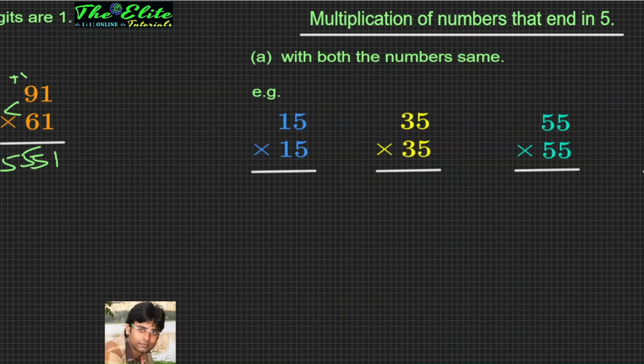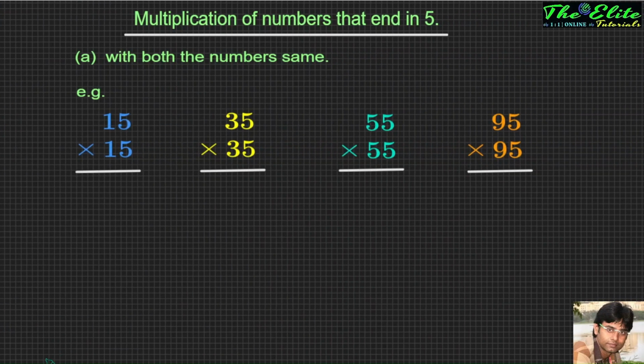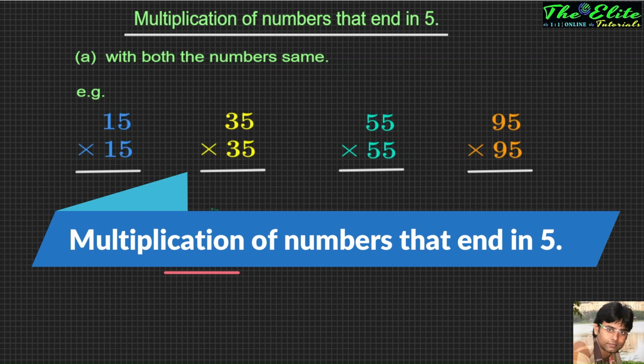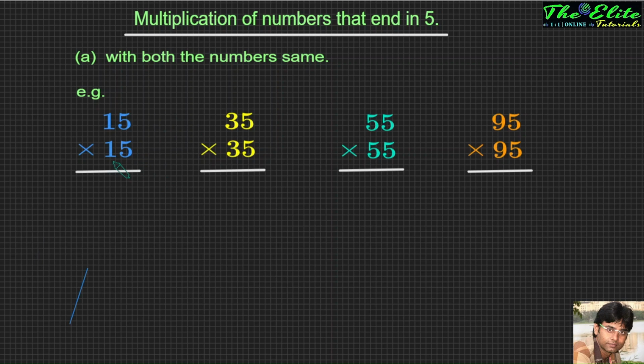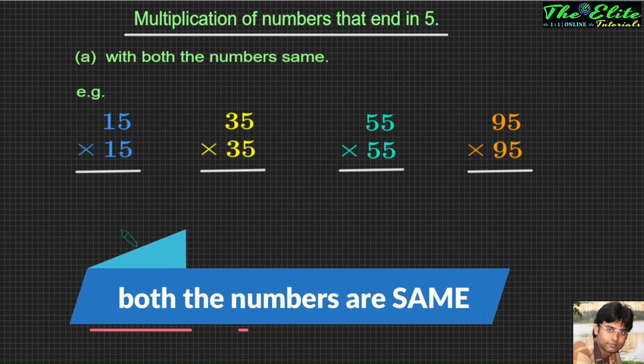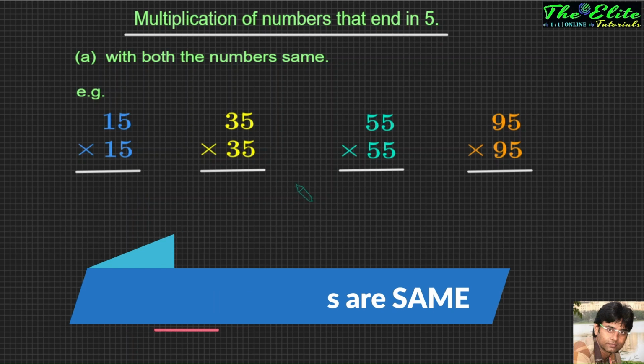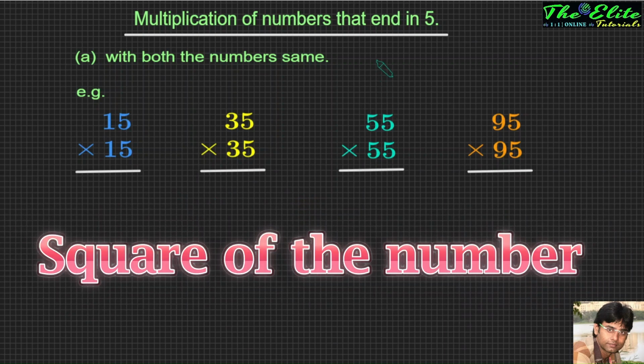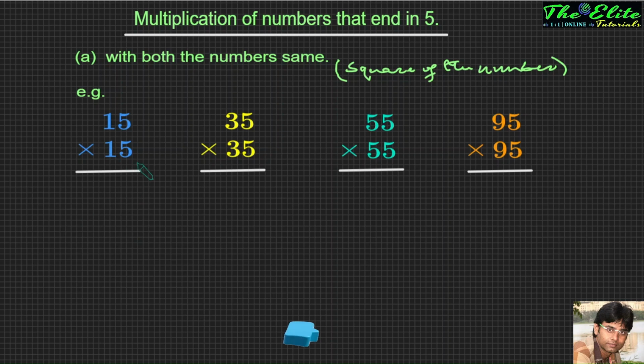Okay. So in this slide, you can see that the topic is multiplication of numbers that end in 5. The numbers that end in 5 are of many categories actually. This is one kind of category where both the numbers are the same, like 15 multiplied by 15, 35 multiplied by 35, 45 by 45. It's a kind of a square of the number. So here it is very easy actually.